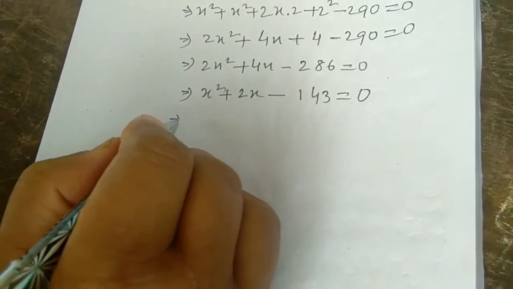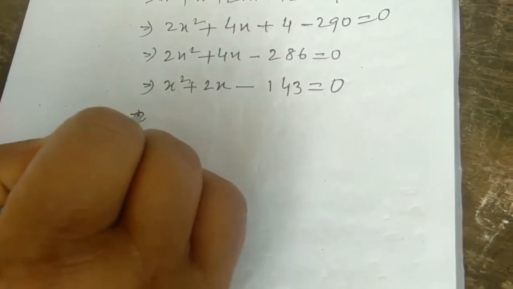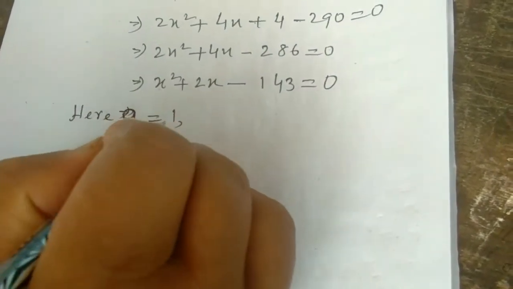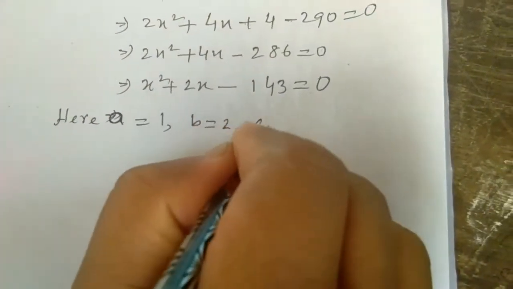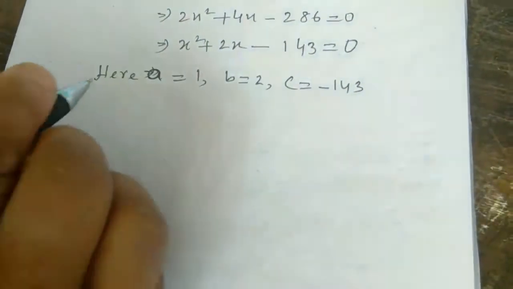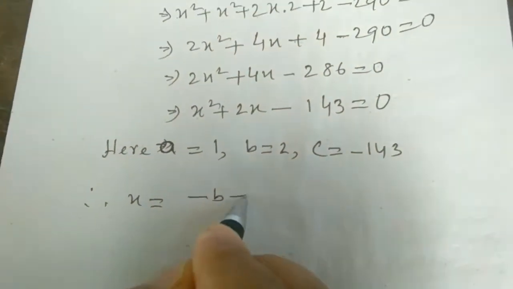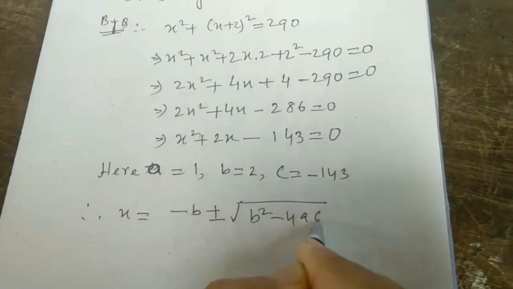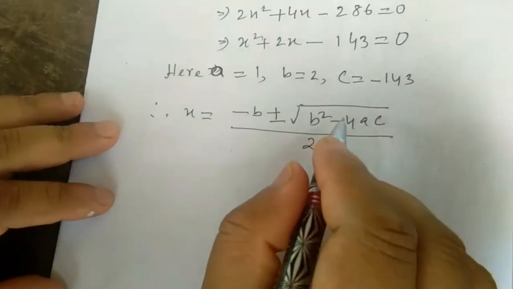All right, let me do this one by the quadratic formula. Here a, the coefficient of x square, is 1. b, the coefficient of x, is 2. c, the constant term, is minus 143. Then what is the formula of the quadratic equation? x equals minus b plus or minus root over b square minus 4ac, by 2a. This is the formula of the quadratic equation.